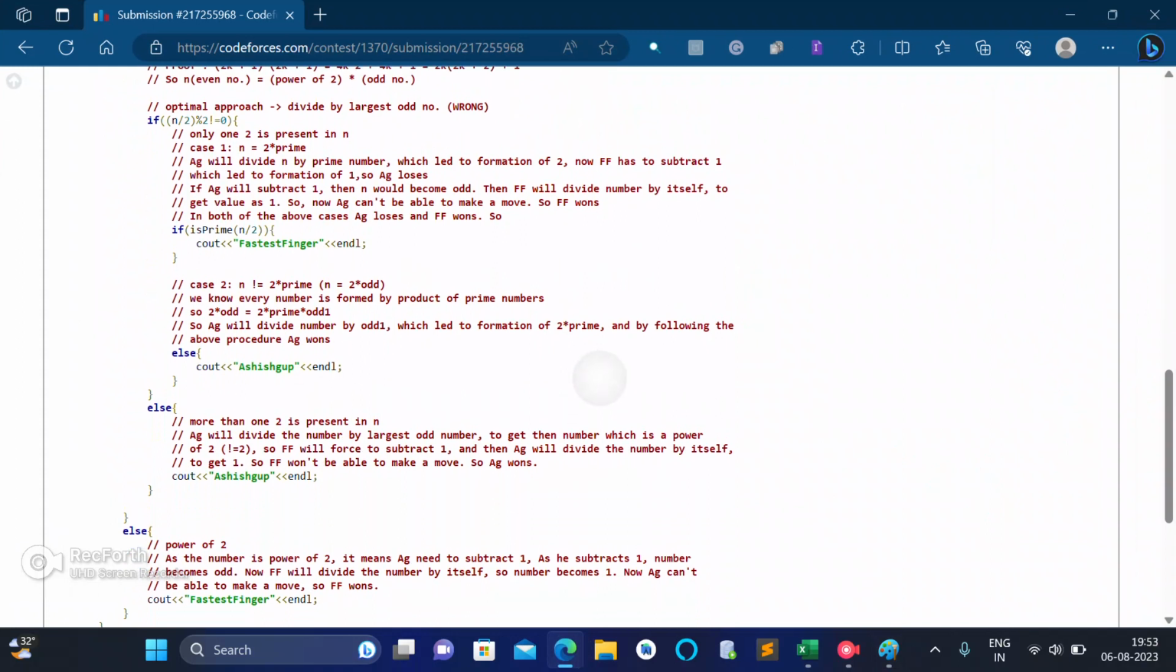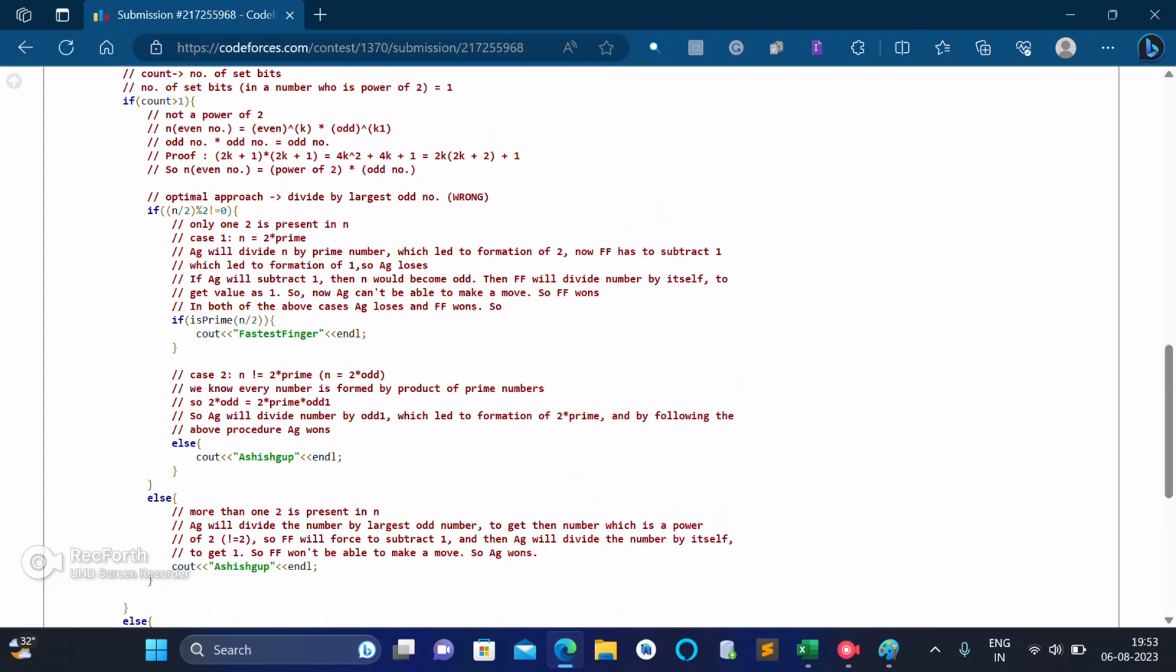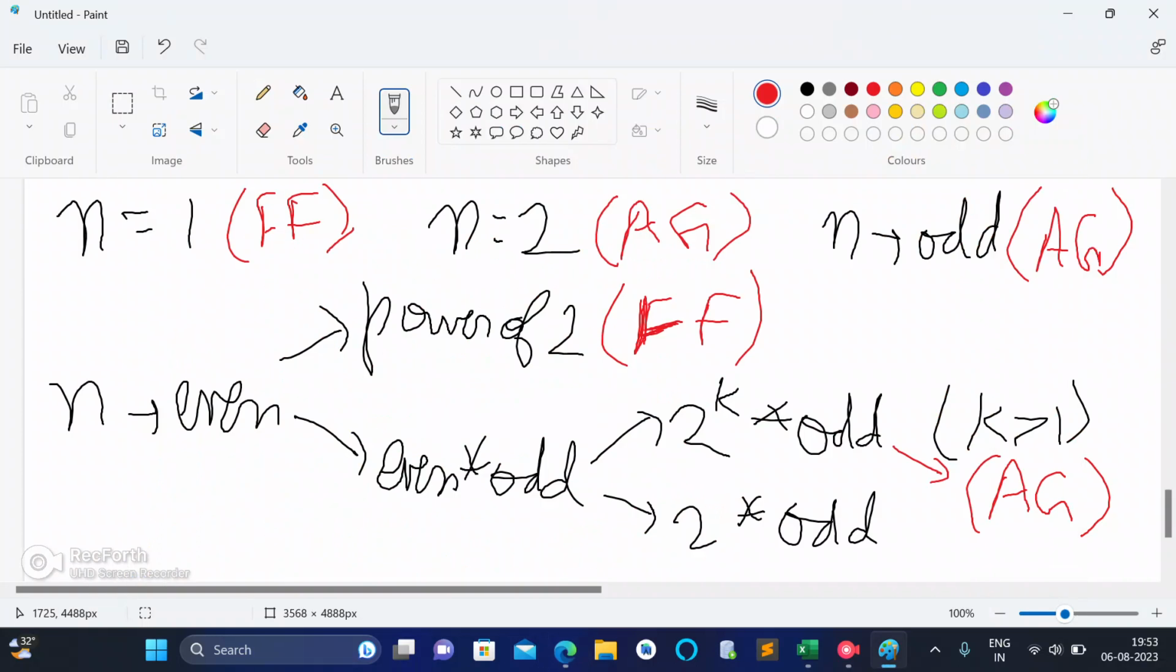Let me check all these again. If n is even and a power of 2, then Fastest Finger wins. Okay, everything till now is correct. So how will we check whether the number is of the form 2 raised to power k into odd, or 2 into odd? I will tell you a very easy thing. Divide n by 2. If you divide n by 2 and you get an odd number, it means the number is of the form 2 into odd.